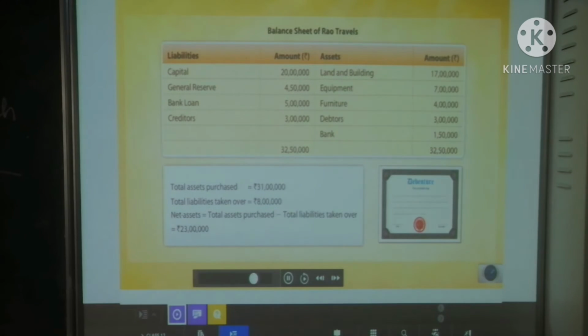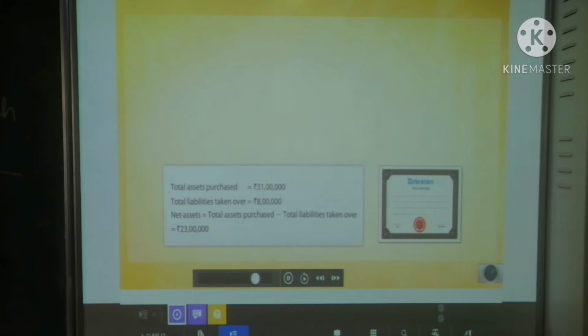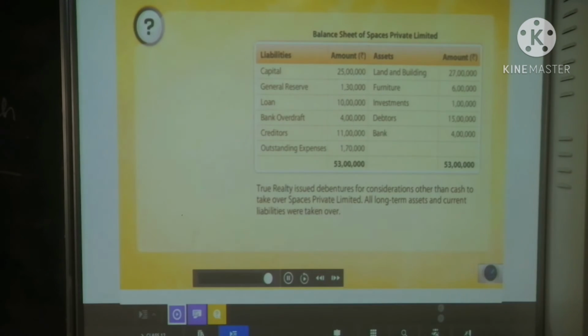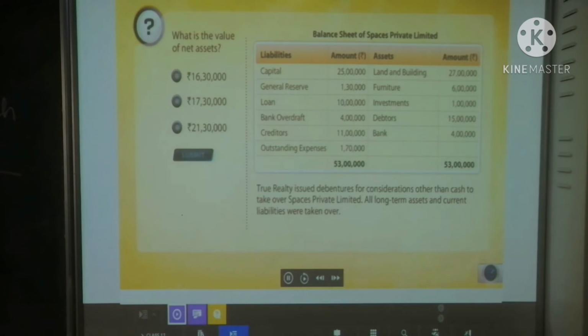Now you know the process by which a company takes over a business by issue of debentures. Such a transaction is called the issue of debentures for considerations other than cash. It's your turn to calculate the value of net assets in a similar situation. True Reality issued debentures for considerations other than cash to take over Spaces Private Limited. All long-term assets and current liabilities were taken over. What is the value of net assets?